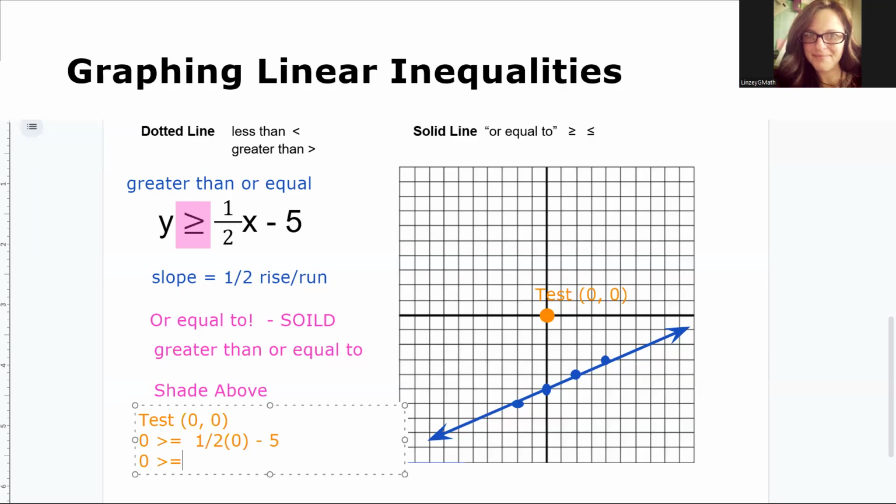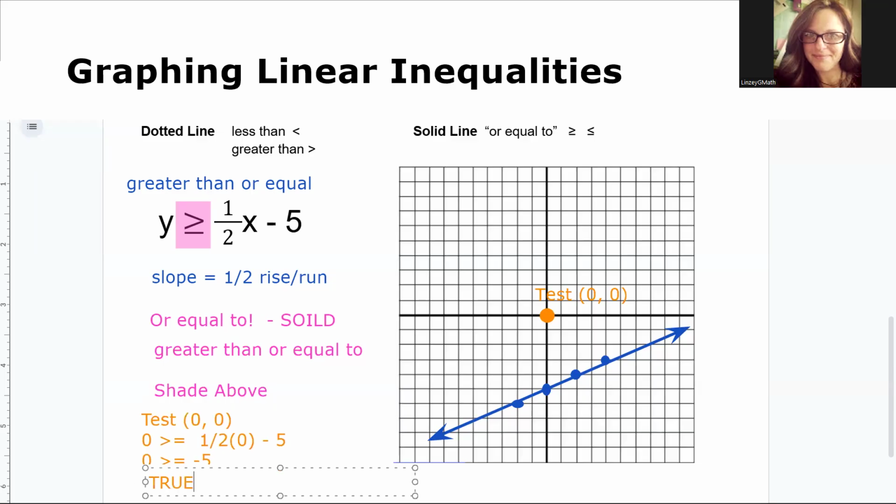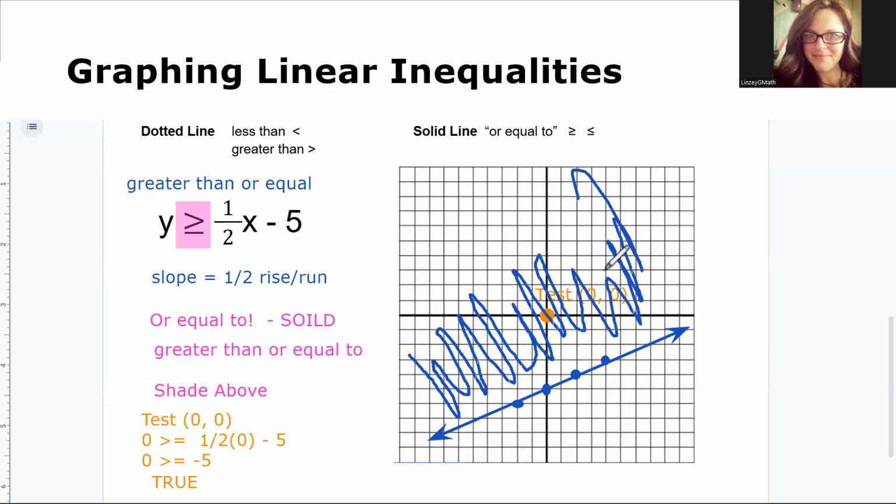We get 0 is greater than or equal to -5. 0 is greater than -5. That is a true statement. So we will shade above the line. Any point in this shaded area above the line will make that inequality true.